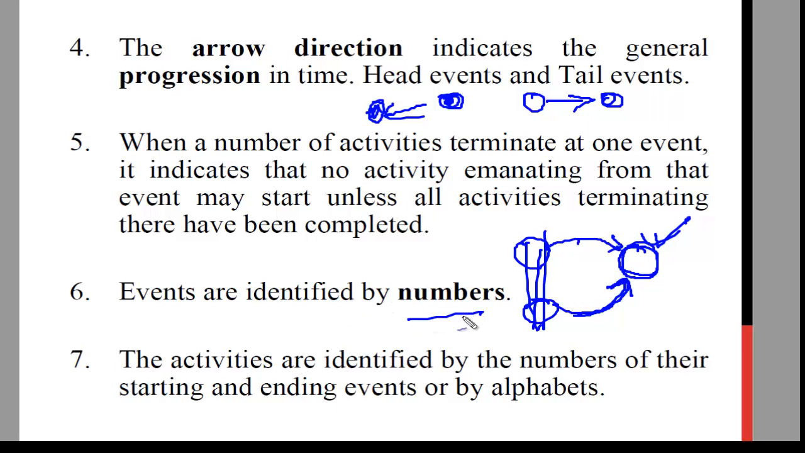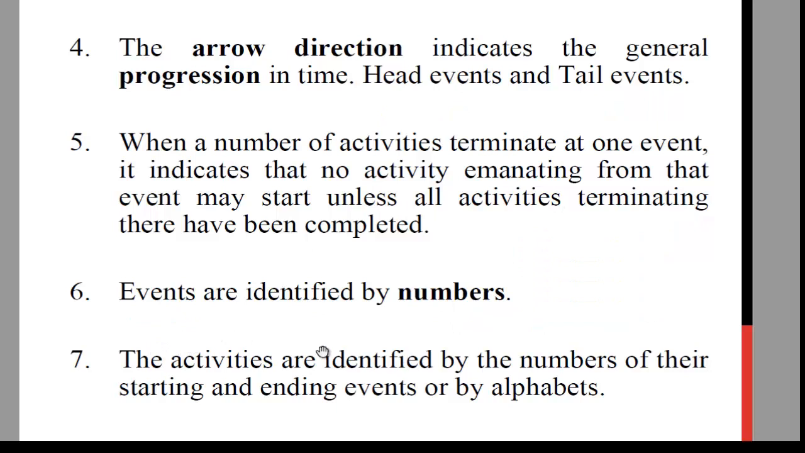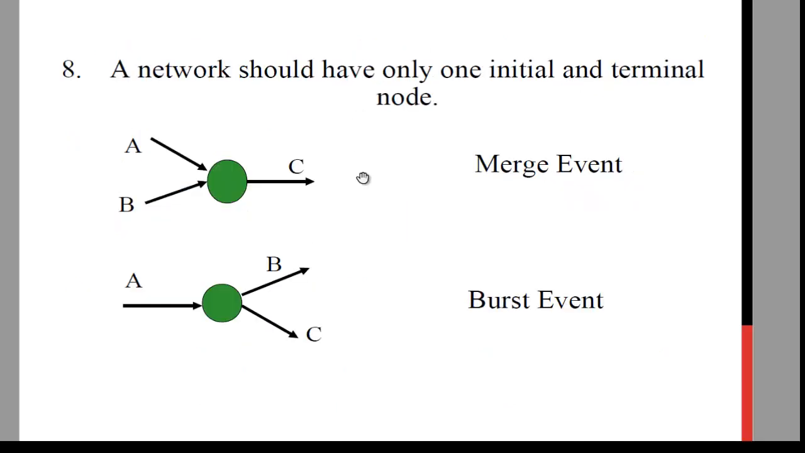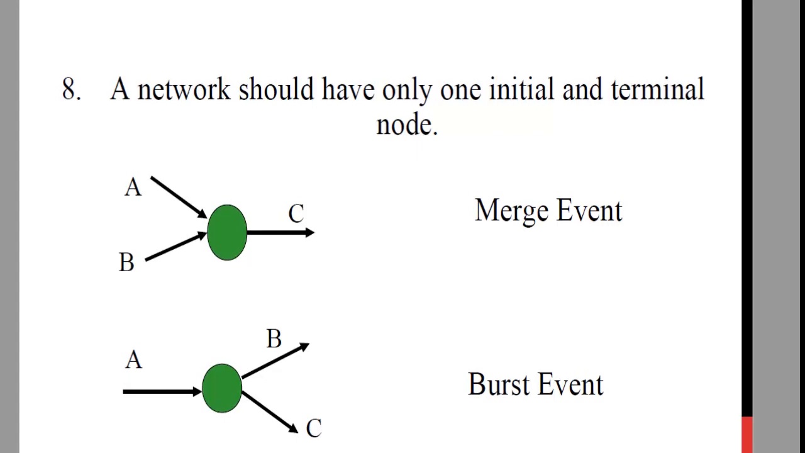Because I told you in PERT we talk about the events. Now the events can be identified by numbers, and activity by the start and end, because there are two points. Activity has start and end, so it needs two numbers or sometimes alphabets. And we need to know that initial and final should be single nodes, because we have only one initial and one terminal node. It should not have multiple initials and multiple terminal nodes, because that will confuse us.